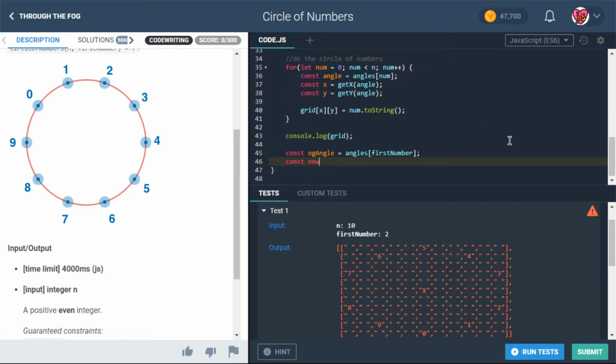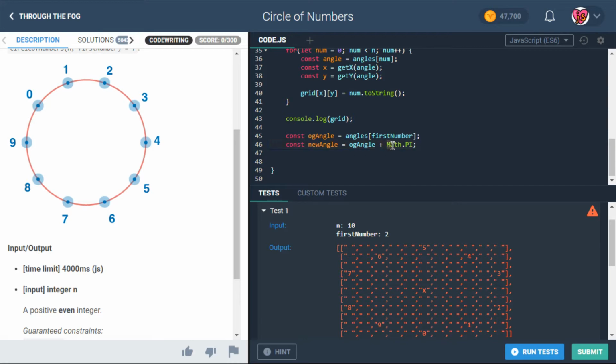Now, why do we want that original angle? Well, it's because we want to get a new angle, which is going to be originalAngle plus Math.PI. Okay, great. And that's a constant. That's going to give us exactly our 3.14159, etc. And okay, so that's our new angle. Now from there, all we need to do is this. Oh, this is the part that I love. Okay, so const x and y is going to be, or should I do it this way? Maybe not. I'll just do them separately. I'll say x is going to be getX of newAngle.